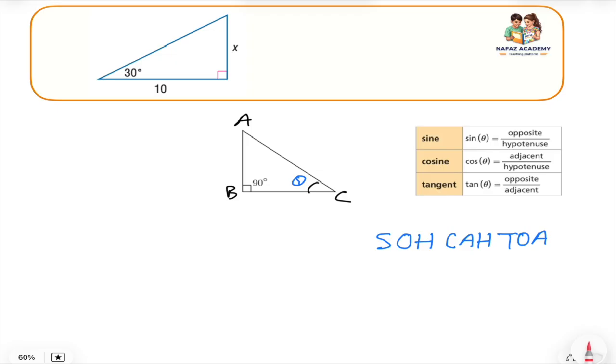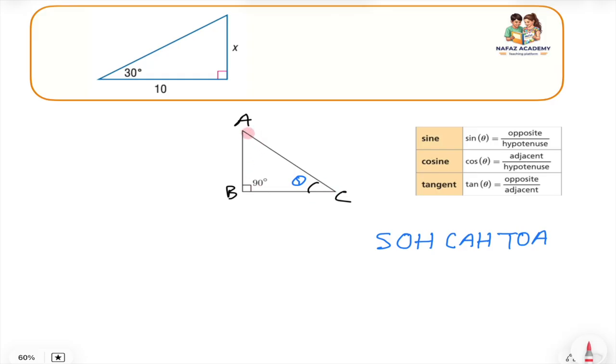Here is a triangle. Before we start the problems, we have to learn about the three rules: sine, cosine, and tangent. You see, it is a triangle, right? And here is a 90 degree. That means it's a right angle triangle, or right triangle.